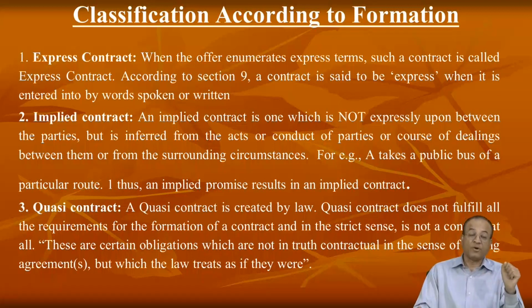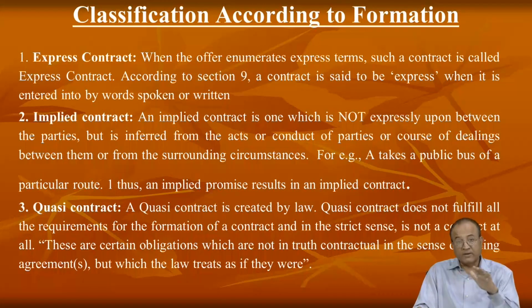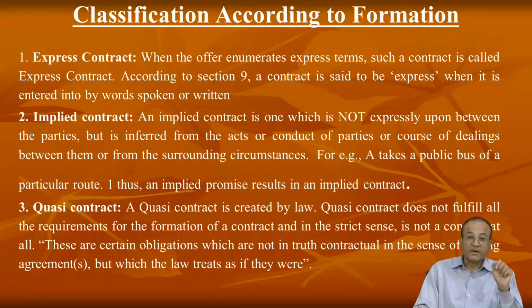Now, third, quasi contract. A quasi contract is created by law. A quasi contract does not fulfill all the requirements for the formation of a contract, and in the strict sense is not a contract at all. These are certain obligations which are not in truth contractual in the sense of arising from agreements, but which the law treats as if they were.